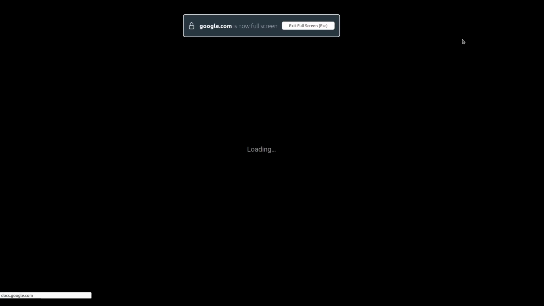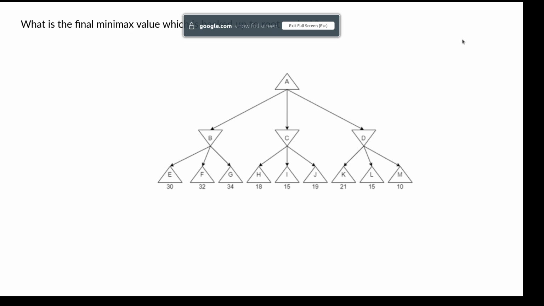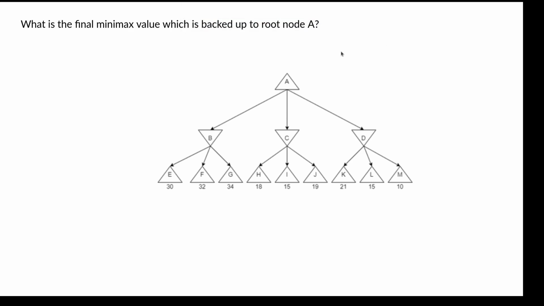Right, now next question. It is asking what is the final minimax value which is backed up at the root node. So you have to say what will be the value of A. The first layer after the leaf nodes is minimum and then maximum. Then you solve it and say what the value will be.